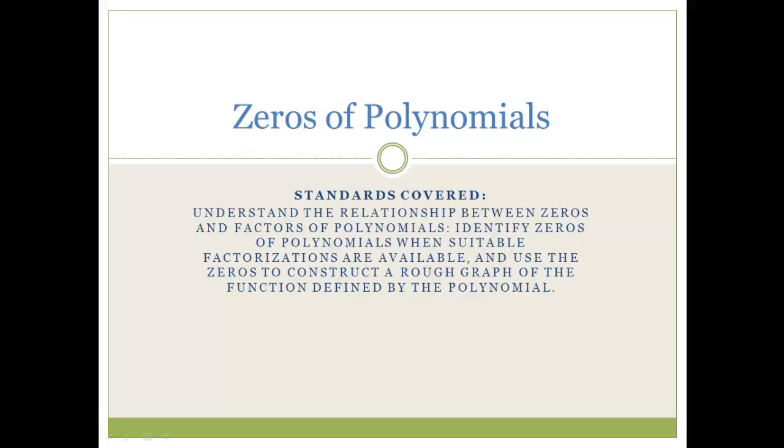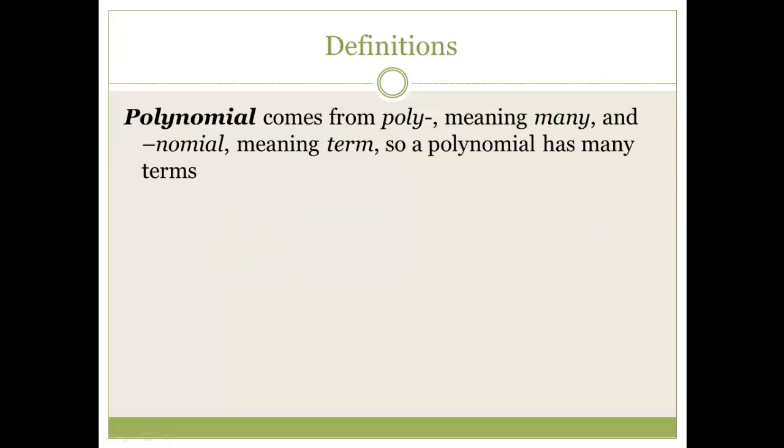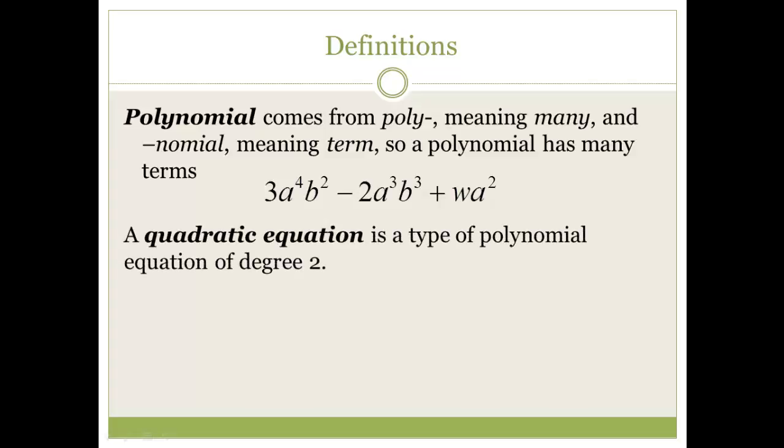Zeros of polynomials. Polynomial comes from poly, which means many. Nomial means term. A polynomial is an expression that is made of many terms. This is an example of a polynomial. A quadratic equation is a type of polynomial equation of degree 2.